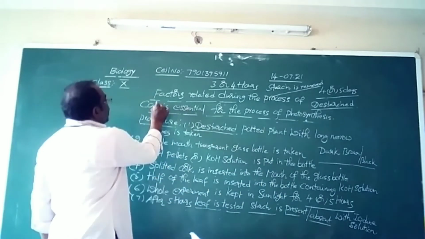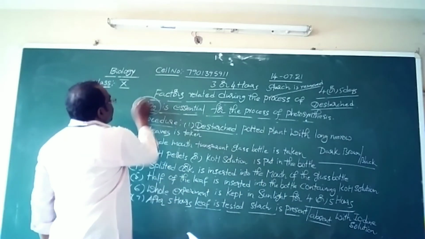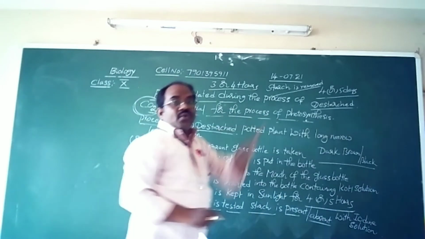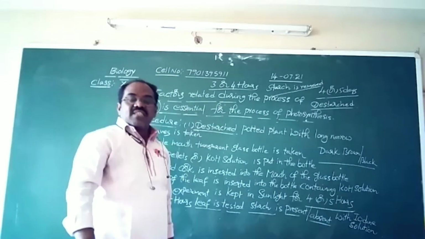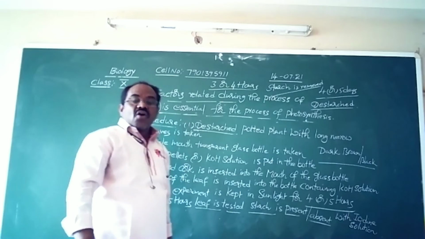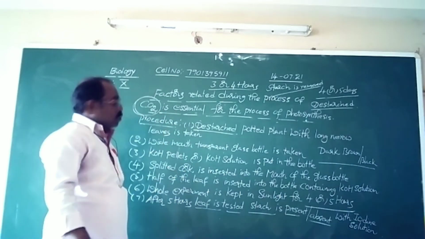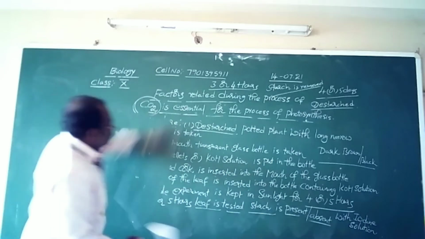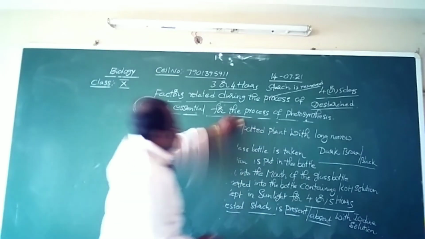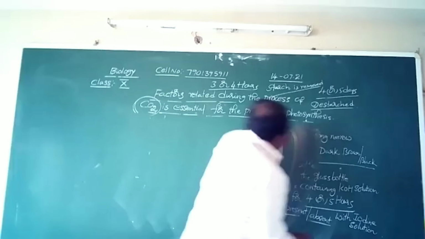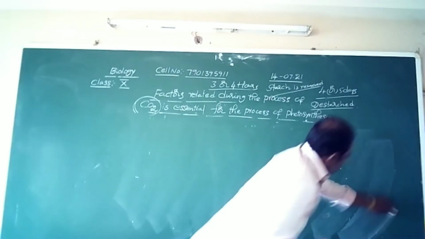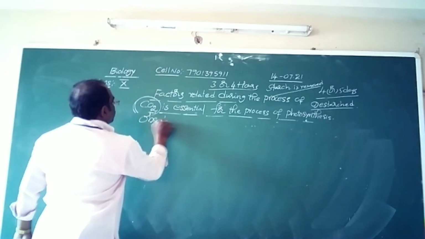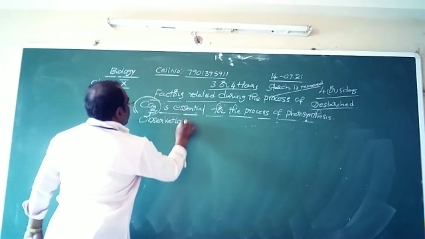This experiment indicates that carbon dioxide is essential for the process of photosynthesis. Now write down the observation.